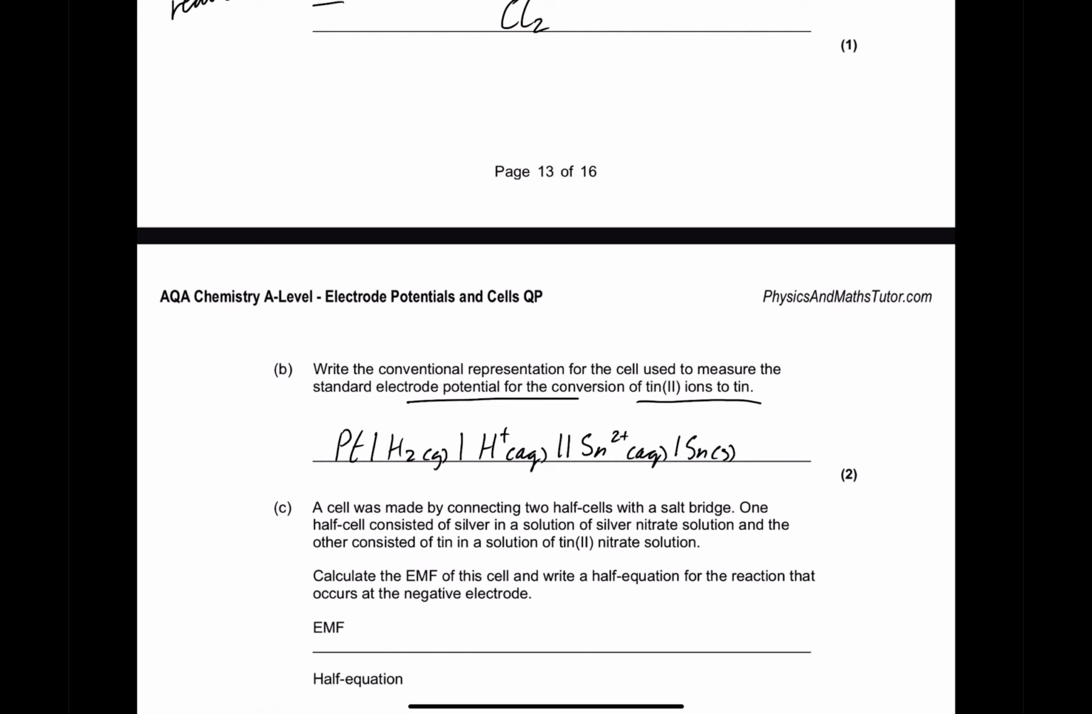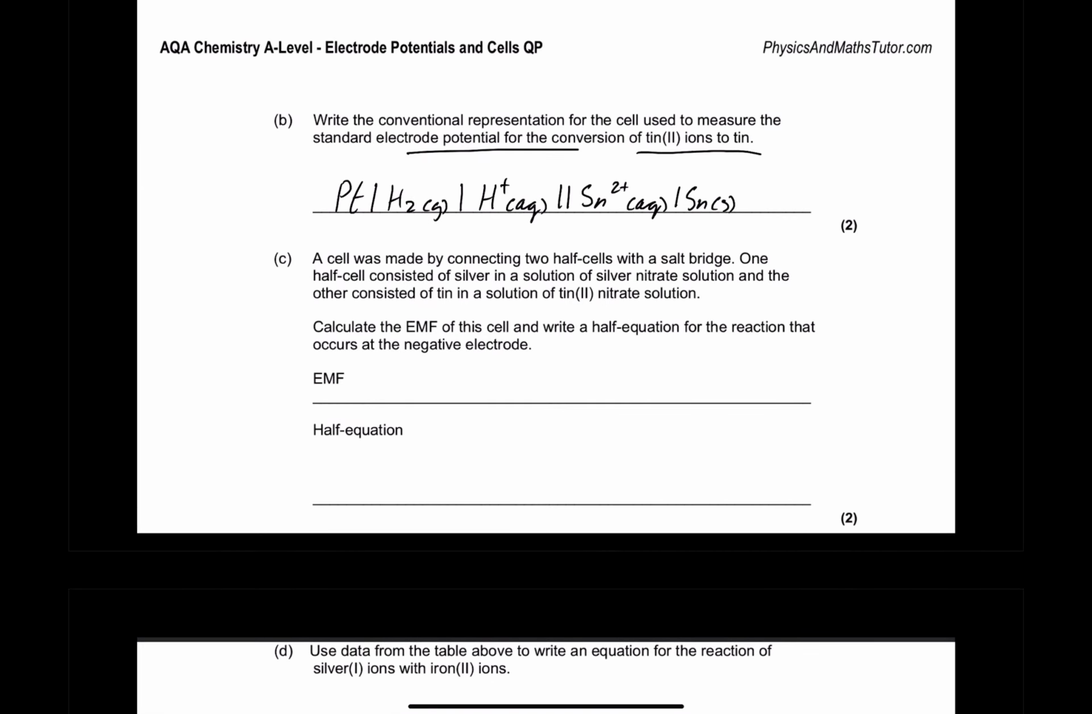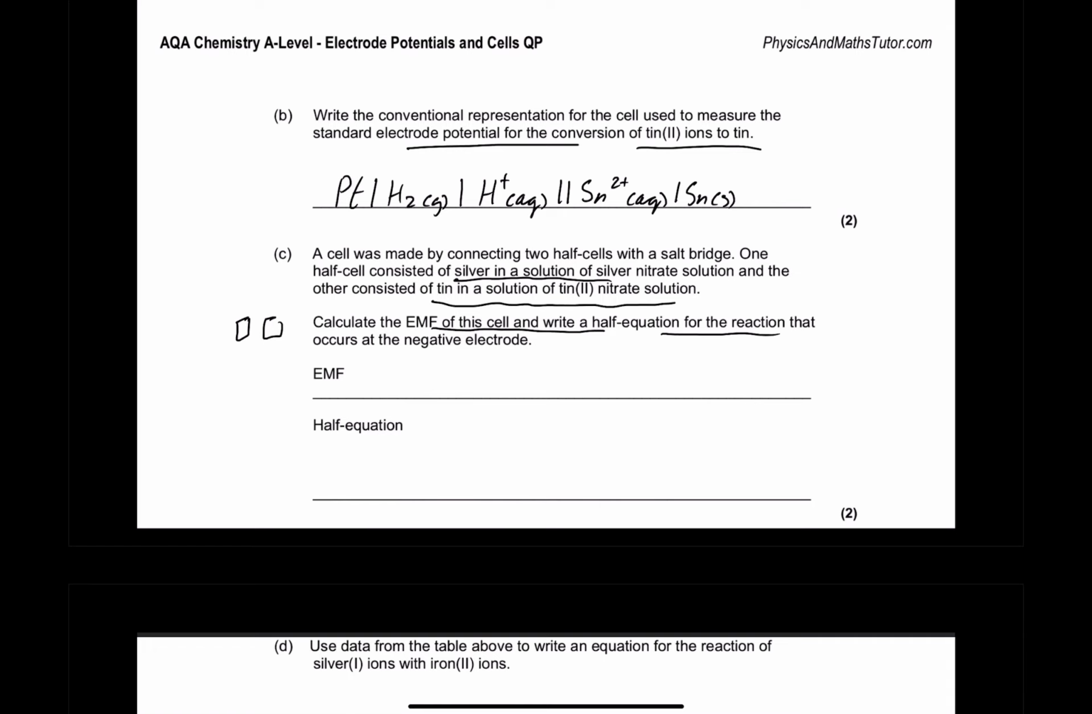Okay, a cell is made by connecting 2 half cells with a salt bridge. One half cell consists of silver in a solution of silver nitrate, and the other consists of tin in a solution of tin(II) nitrate. Calculate the EMF of the cell and write a half equation for the reaction that occurs at the negative electrode.